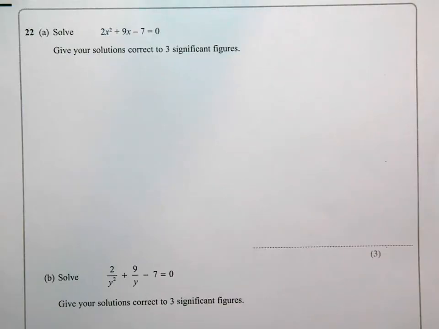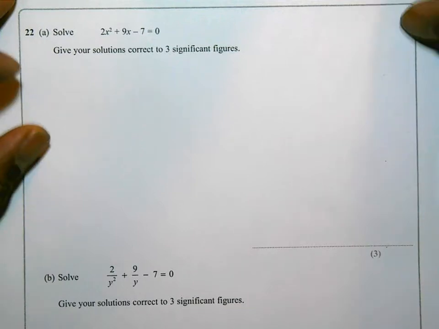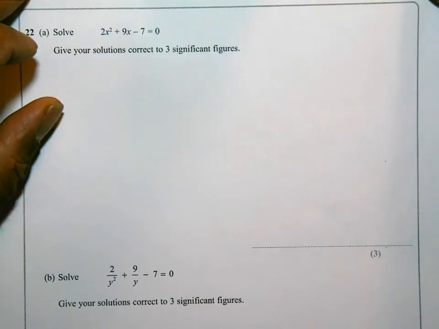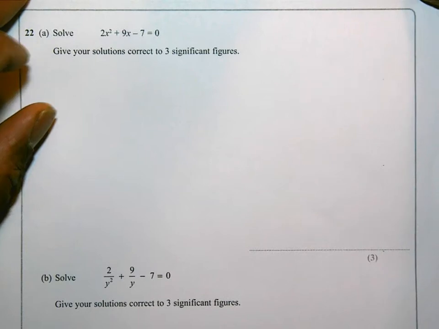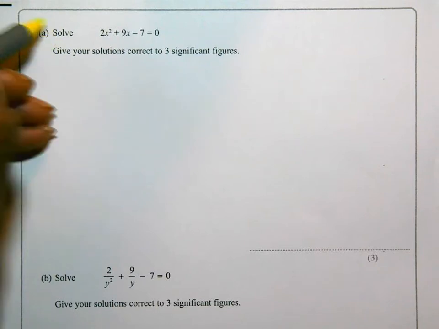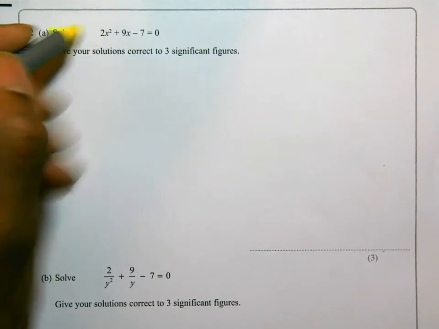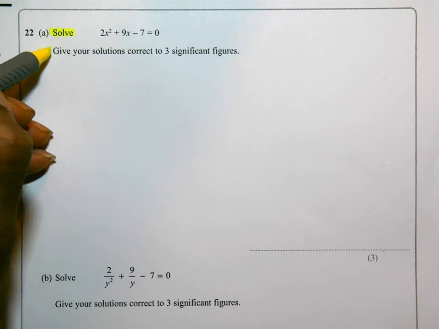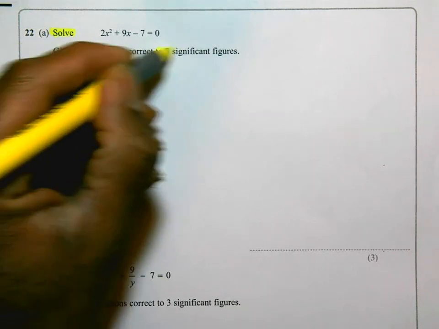This is question 22 on the higher calculator paper. I'm just reading the question to begin with. The question says, solve 2x squared plus 9x minus 7 equals 0. So I have a quadratic equation that it wants me to solve, and it says, give your solutions correct to 3 significant figures.